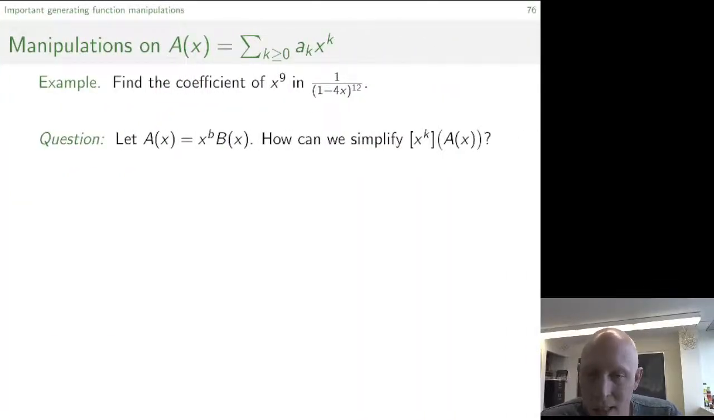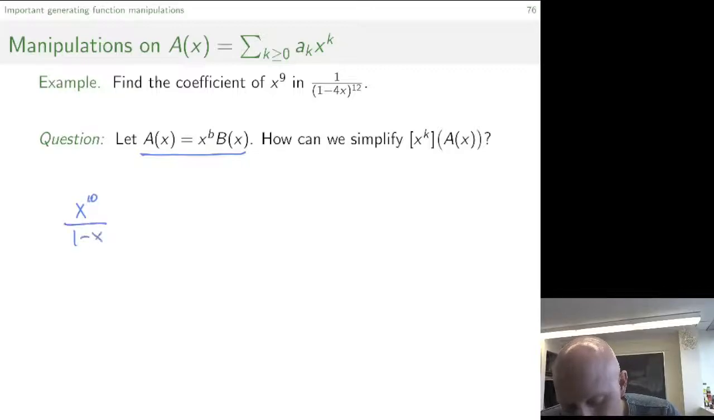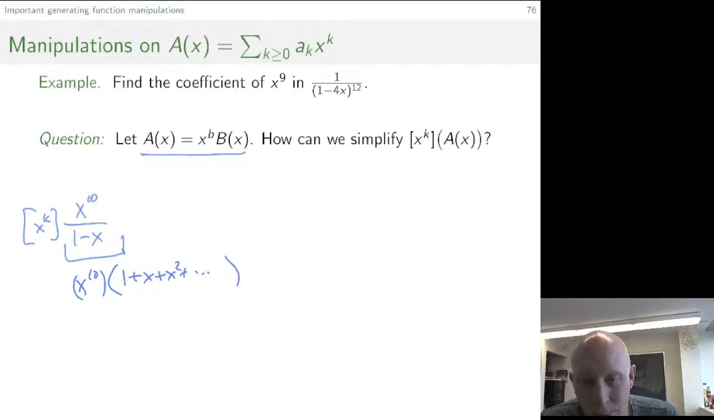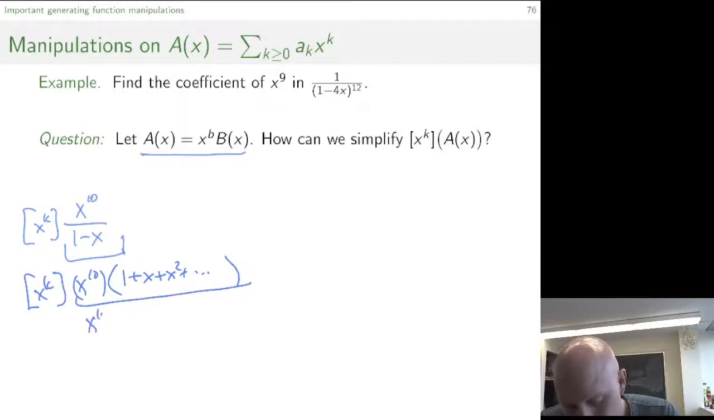All right, let's think about this. Let's say we had something that looks like x to the b times some other polynomial. So we had, for example, x to the 10th over 1 minus x. What's the coefficient of x to the k of that? Well, let's think about what happens here. We have this x to the 10. Let's factor it out. And we know that 1 over 1 minus x is 1 plus x plus x squared plus dot dot dot off to infinity. So now if we expand this, what we actually get is x to the 10 plus x to the 11th plus x to the 12th plus dot dot dot.